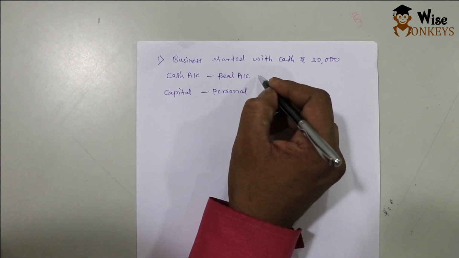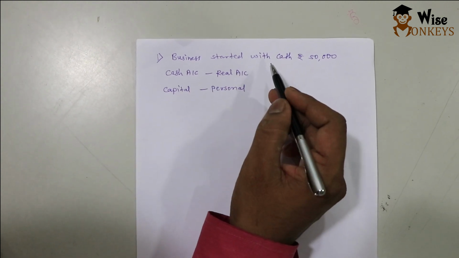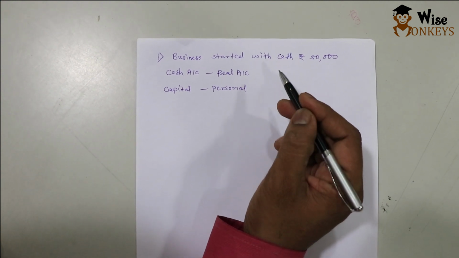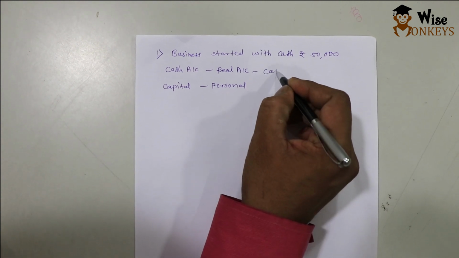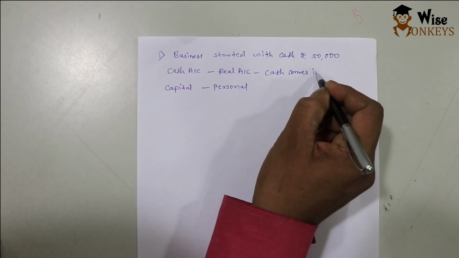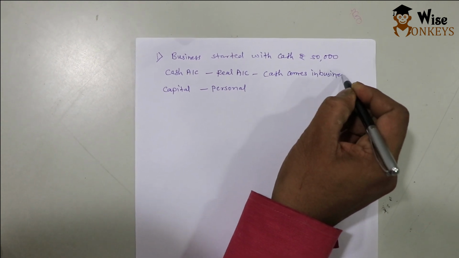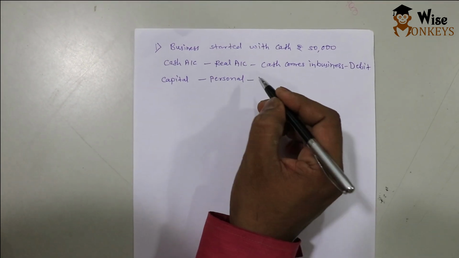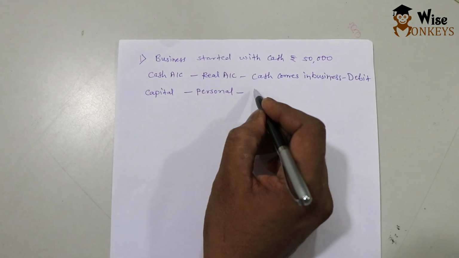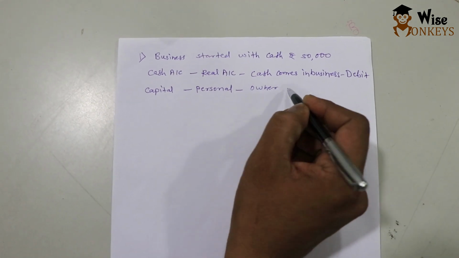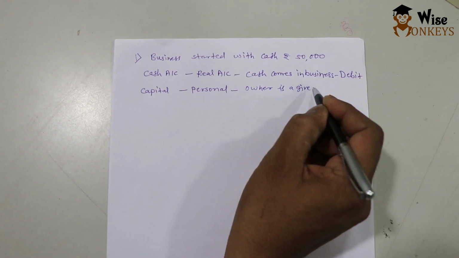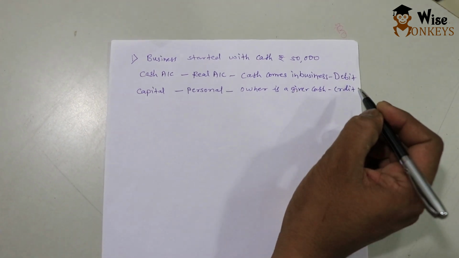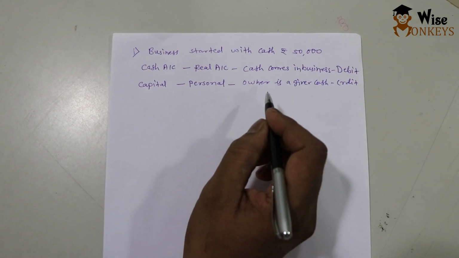Now we will apply the rule. What is happening in this transaction? Business is started with cash. So from the business point of view, cash is received by business. That means cash is coming in to the business, so this account has to be debited. Whereas in case of capital, the proprietor or owner is a giver of cash. That's why this account will be credited, because the rule says credit the giver for personal account.